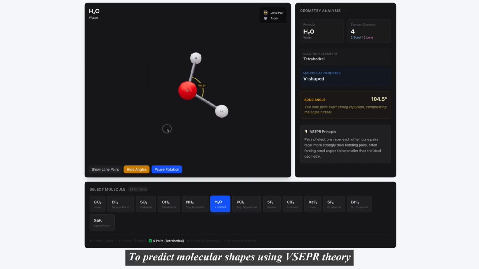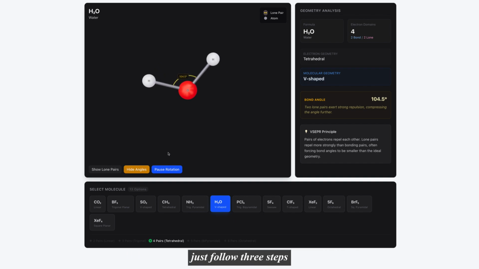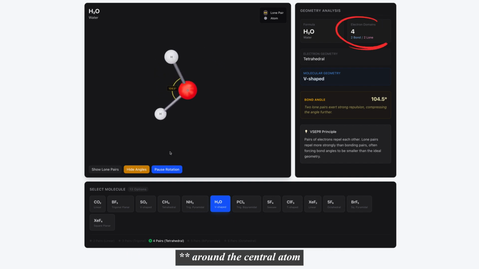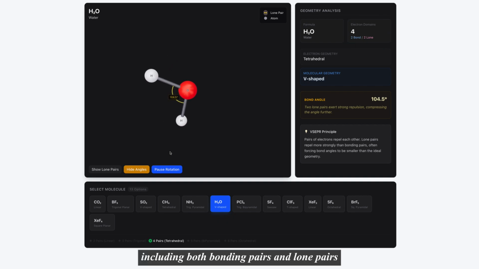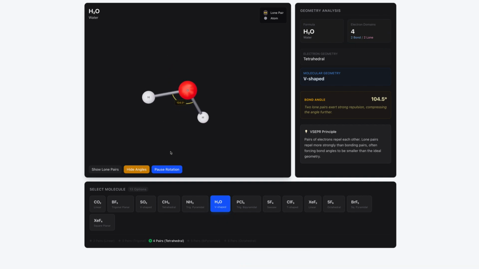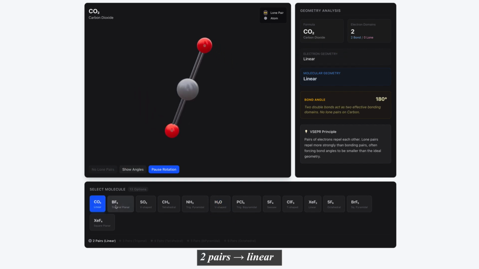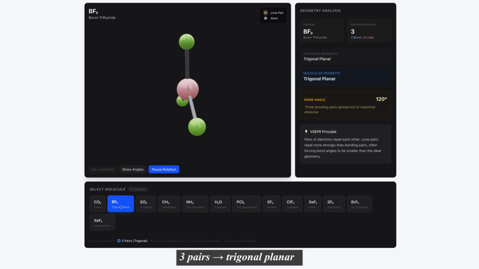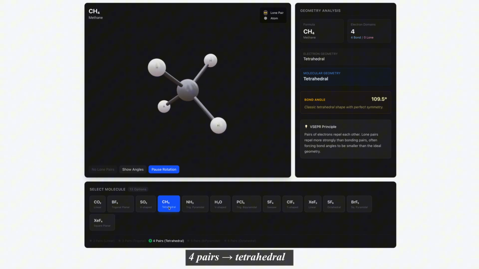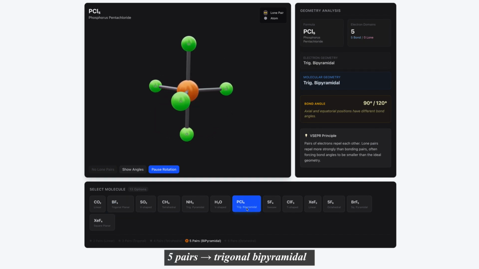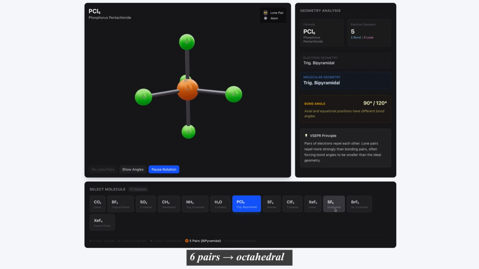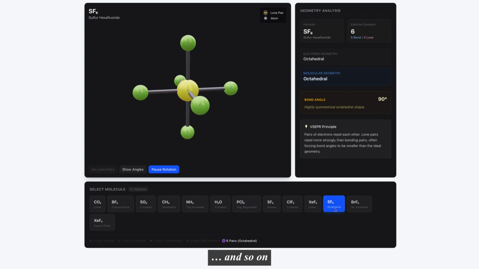To predict molecular shapes using VSEPR theory, just follow 3 steps. 1. Count the electron pairs around the central atom, including both bonding pairs and lone pairs. 2. Determine the electron geometry based on the total number of electron pairs. 2 pairs, linear. 3 pairs, trigonal planar. 4 pairs, tetrahedral. 5 pairs, trigonal bipyramidal. 6 pairs, octahedral. And so on.